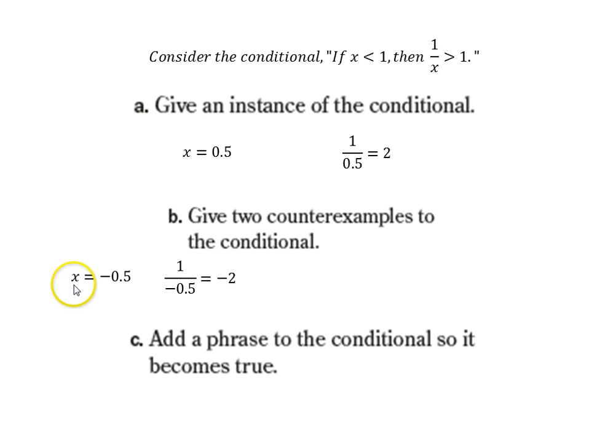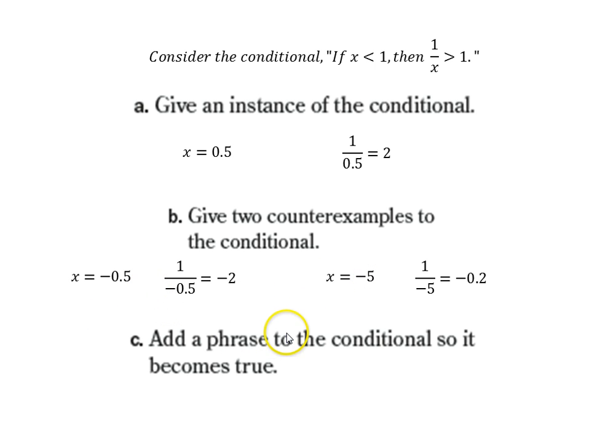So one counterexample is x is negative half. Let's try to find another one. Let's try x is negative 5, because negative 5 is less than 1. But what's 1 over negative 5? 1 over negative 5 is negative 0.2, or negative 2/10. Negative 2/10 is not bigger than 1. So this is another counterexample, because we have satisfied the antecedent, but the consequent is not true as stated in the original conditional. So we have two counterexamples to the conditional.